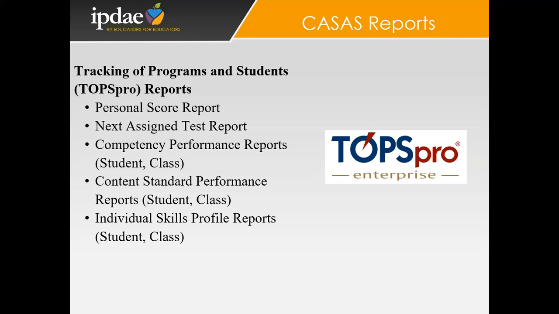The competency reports help teachers focus their instruction on the competencies most needed by an individual student or the entire class. The Content Standard Performance Report helps identify the underlying basic skills content standards assessed on a test form. The Individual Skills Profile shows student or class performance in a number of areas, including task areas. And a high school equivalency predictor will display automatically if the student achieved an appropriate score to indicate the likelihood of passing an HSE test. Right, so that report is the Individual Skills Profile report.